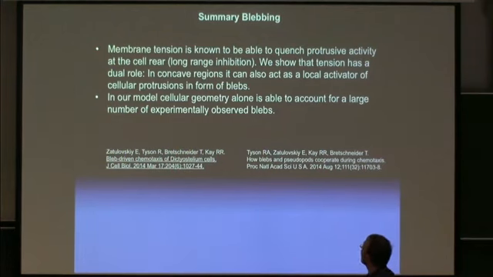To summarize, membrane tension has been known to quench protrusive activity at the cell rear, working in terms of long-range inhibition. We show here that tension has a dual role. In concave regions, it can act as a local activator of protrusions in the form of blebs.